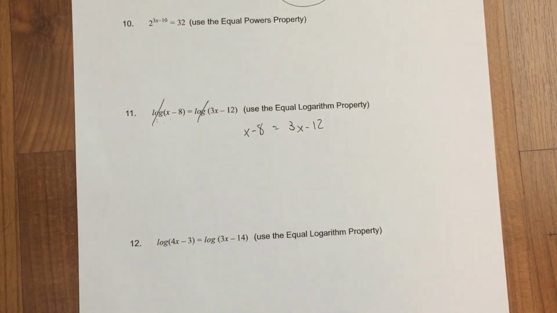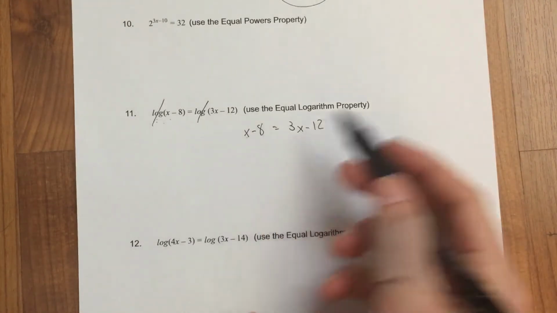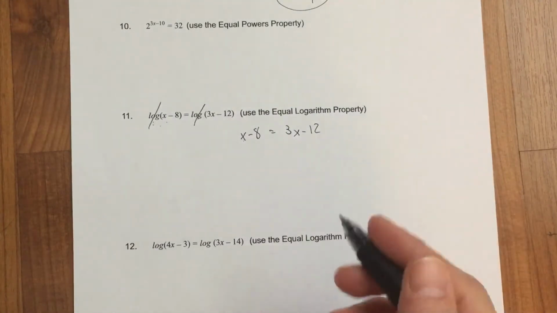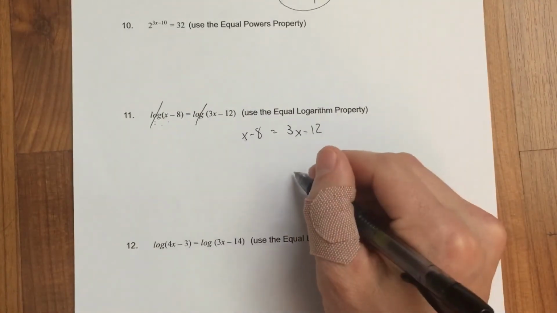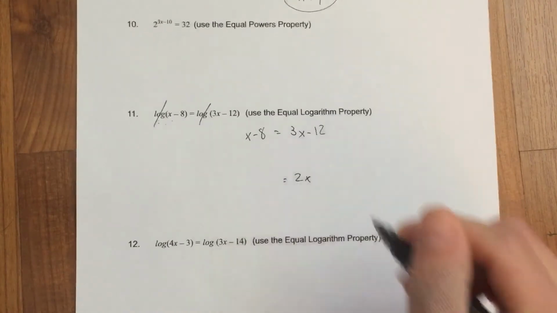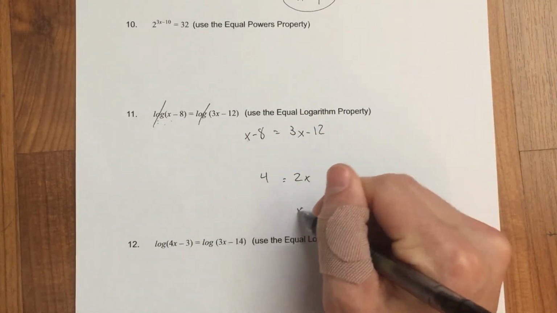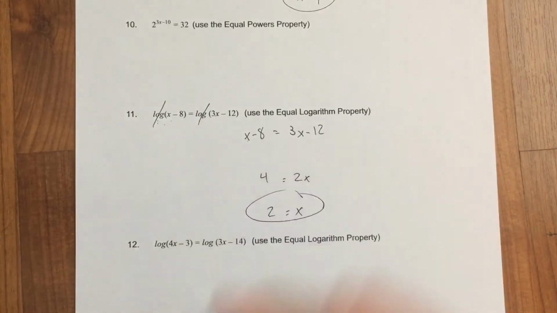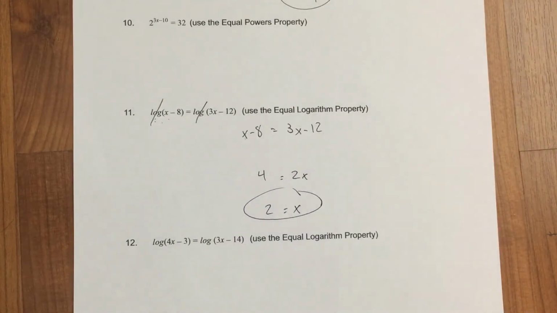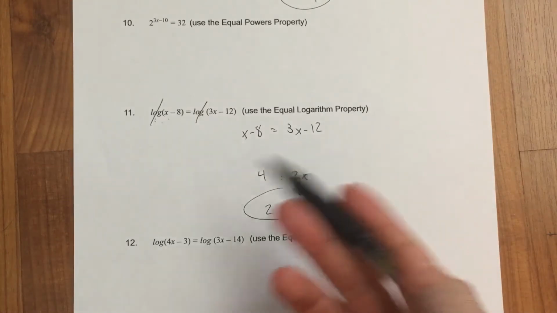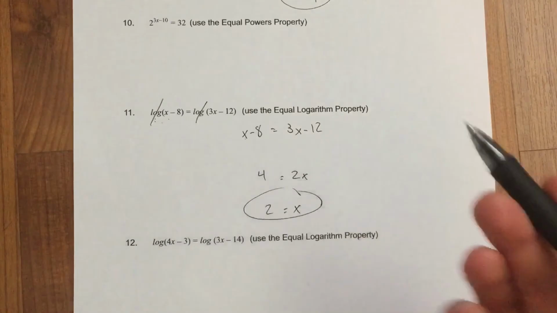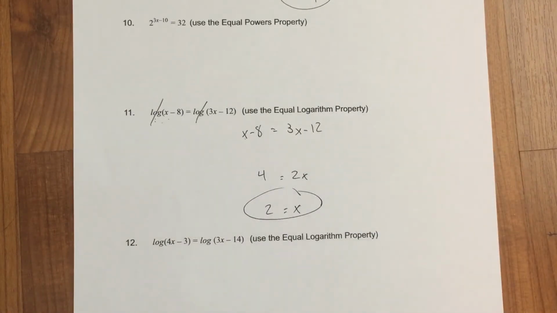To solve this problem, now I would have to get all my variables to one side and all my whole numbers to another side. So you can go either way. I can bring x to this side or 3x to the other side. Doesn't really matter. But let's say I bring x to this side. I'm going to have 2x equals 4. And we're going to end up with x equals 2. And again, I'm skipping some of the algebraic steps because that's something that I expect you guys to be able to solve. Bring your x or whole numbers to one side or the other using inverse operations and solve accordingly.